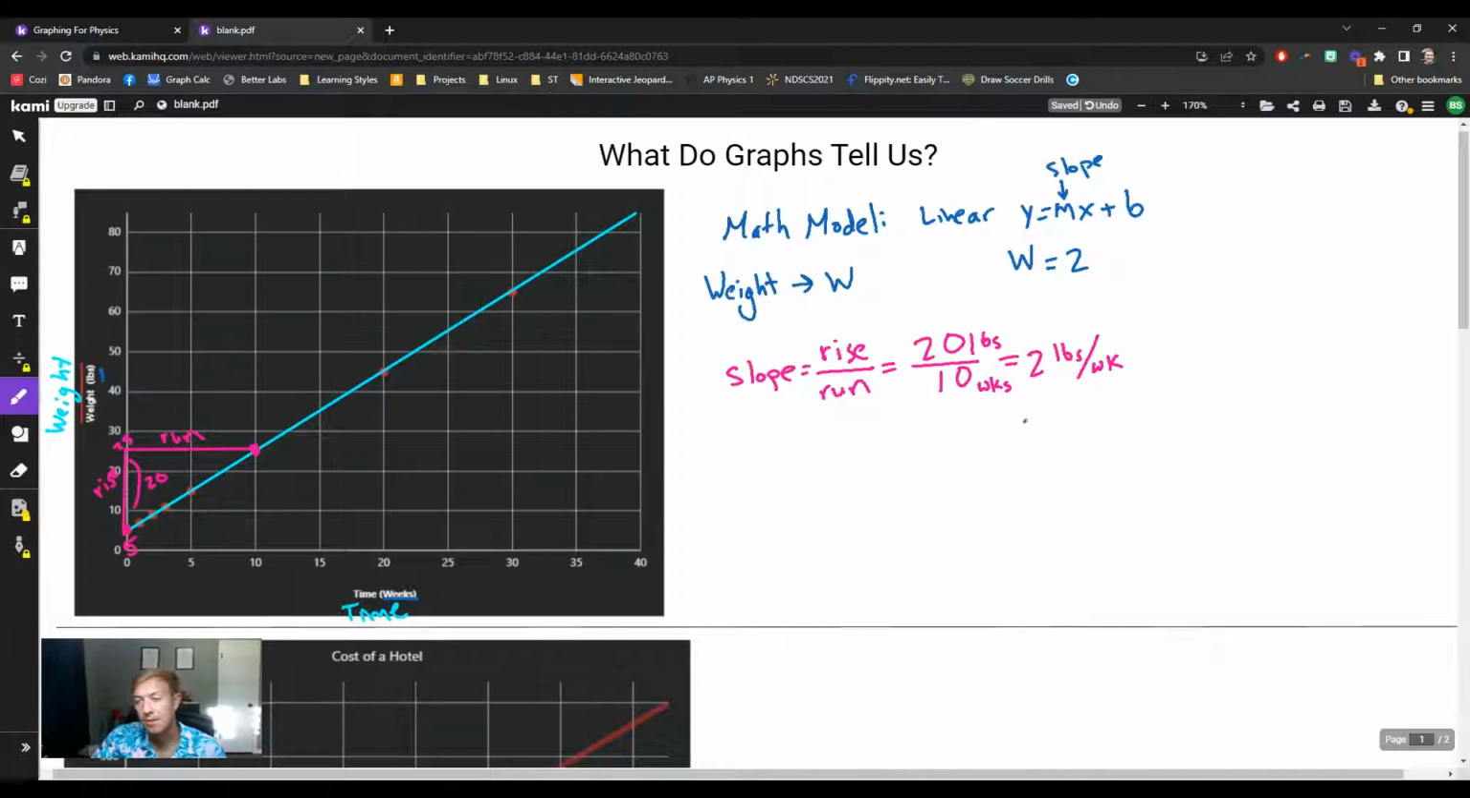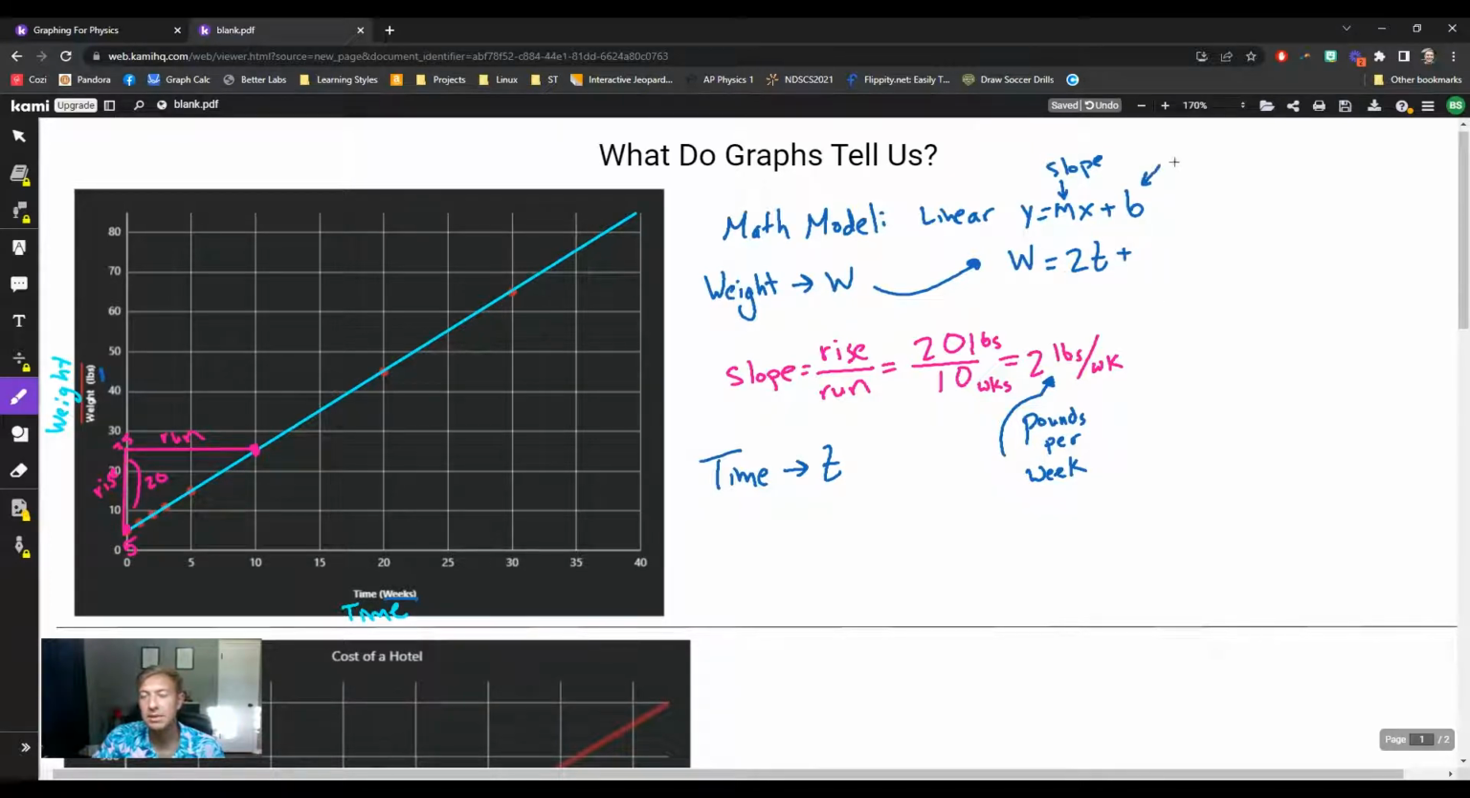And we pronounce that pounds per week. Okay, so that's my slope. Now, the x variable, just like the y variable is w, I'm not going to write x here because x is not represented on my graph. I don't have an x anywhere here. What I do have is time. Time I'm going to represent with a lowercase t. That is going to be my x variable.